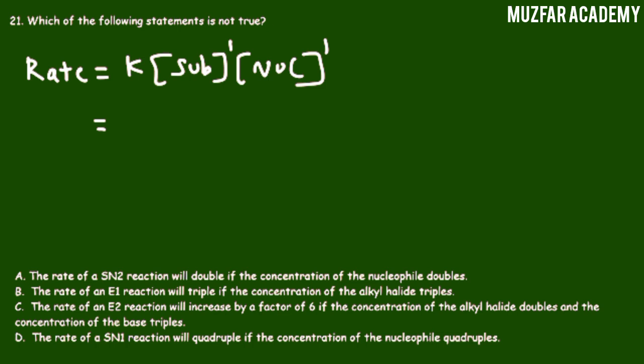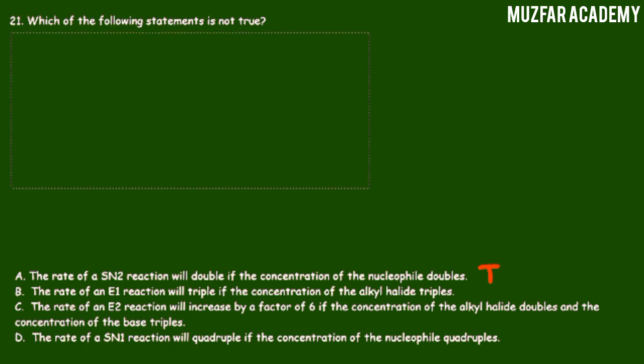So if the concentration of the nucleophile doubles, we'll put a 2 for that. That means that the concentration of the substrate stays the same, so we'll put a 1. K is a constant, so we don't need to worry about that. 1 times 2 is 2. The rate is going to double. So answer choice A is a true statement. We're looking for the false statement. So answer choice A is not our answer.